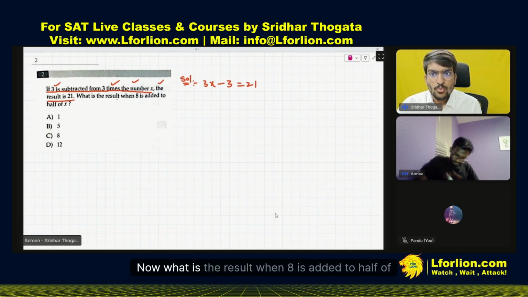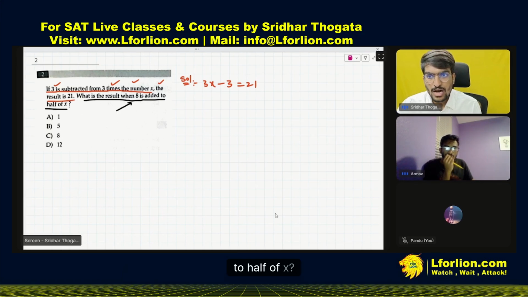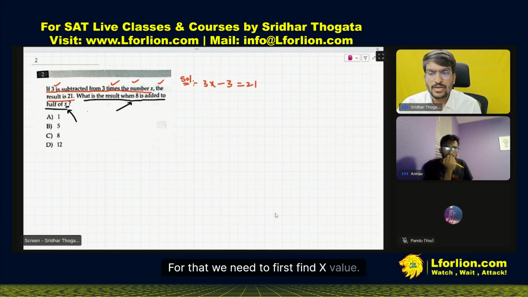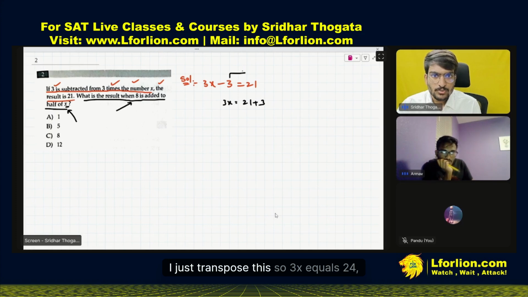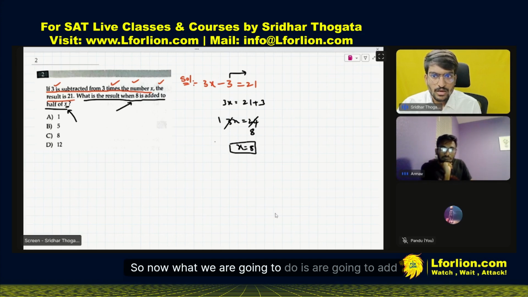Now, what is the result when 8 is added to half of x? For that, we need to first find the x value. So, that will be 3x equals 21 plus 3. I just transpose this. So, 3x equals 24. 3 times 1, 3 times 8. x equals 8.